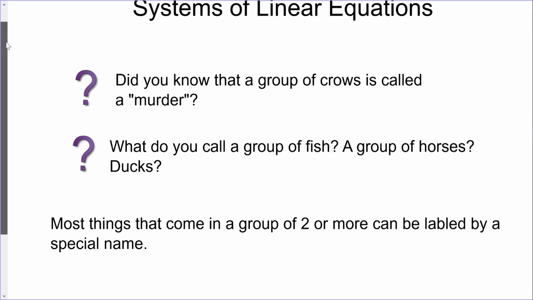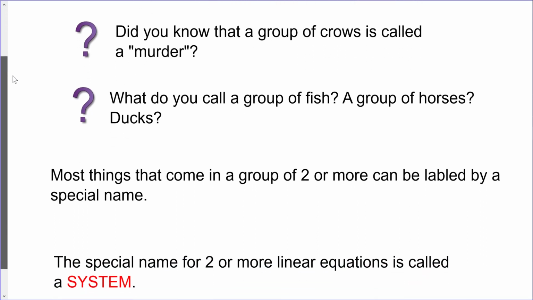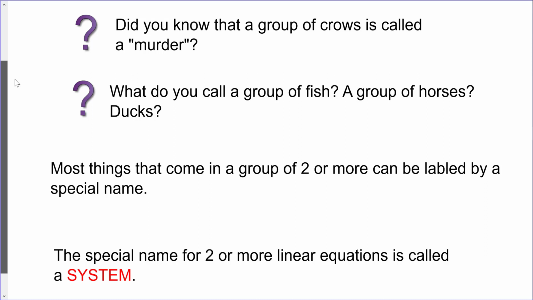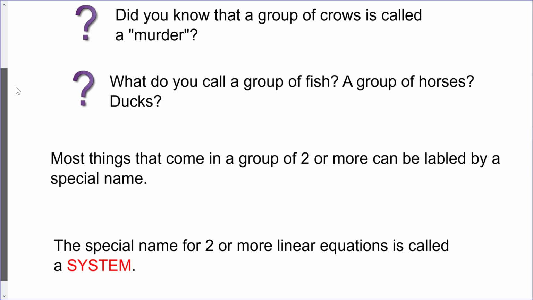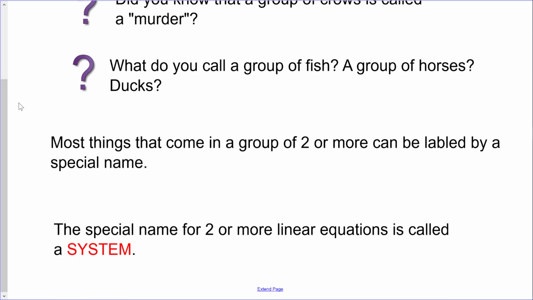Okay, so did you know that a group of crows is called a murder? What do you call a group of fish? You call them a school, correct? What about a group of horses? You call them a herd. And a group of ducks you call a flock. Most things that come in a group of two or more can be labeled with a special name. And that also applies to math. The special name of two or more linear equations is called a system.